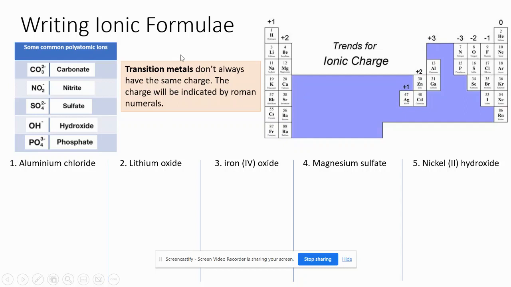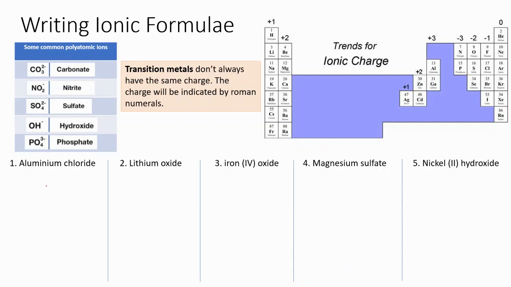The transition metals don't always have the same charge. The charge will be indicated by Roman numerals, and we can see that in some of our examples, so we need to keep that in mind. Finally, we need to know some of the common polyatomic ions. These are ions that are made up of more than one type of atom, bound together, and they have an overall charge. These are just something that you'll need to remember over time. So let's do some examples now.